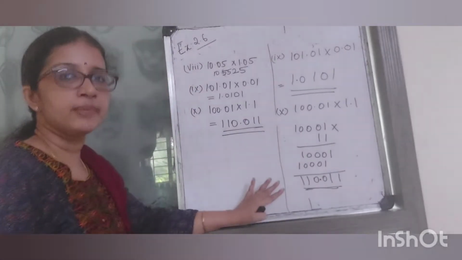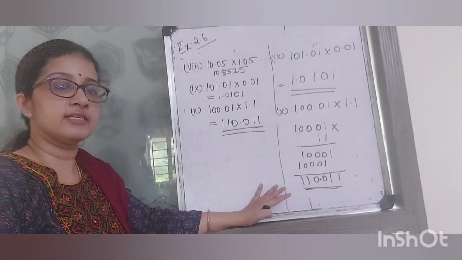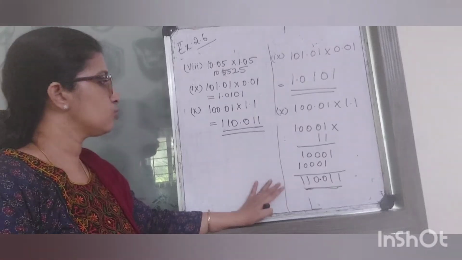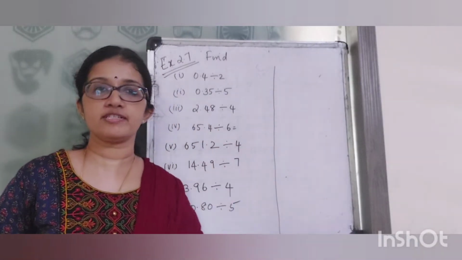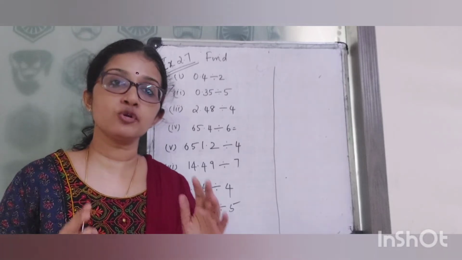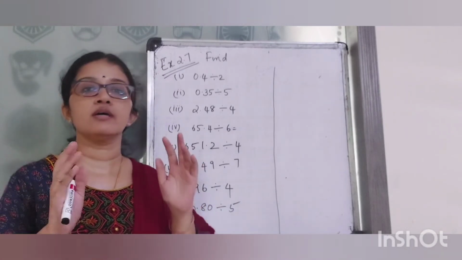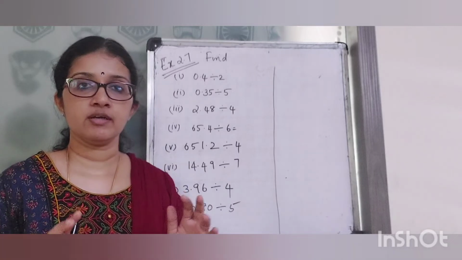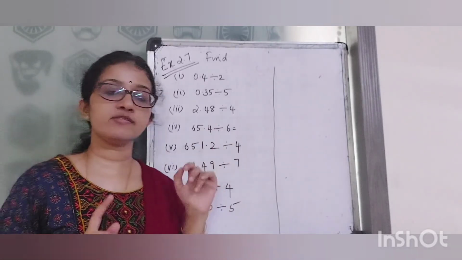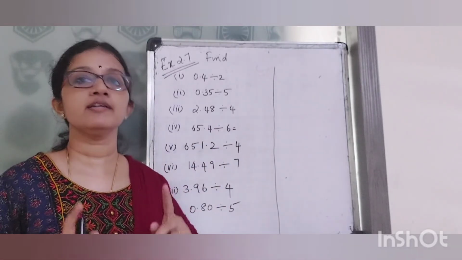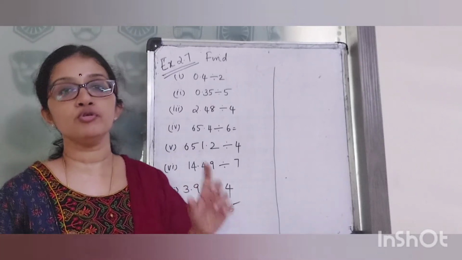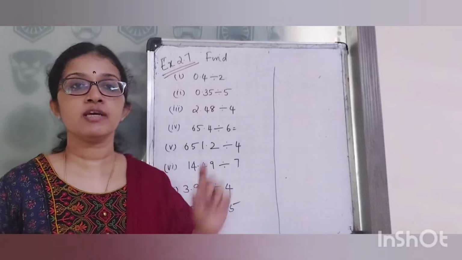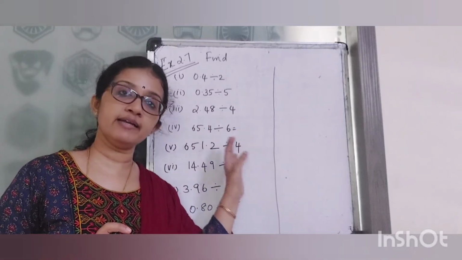Now with this we are completing exercise 2.6. Now let's move on to exercise 2.7. Till exercise 2.6 we were dealing with decimal multiplication. In this exercise 2.7, we are going to deal with decimal division. We have already seen how to divide two decimal numbers. We are going to practically apply that here.